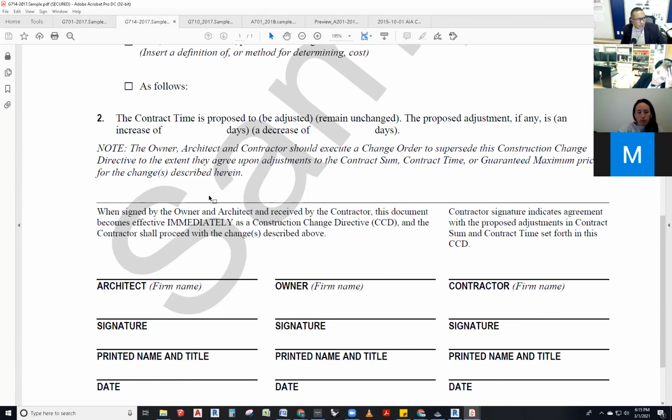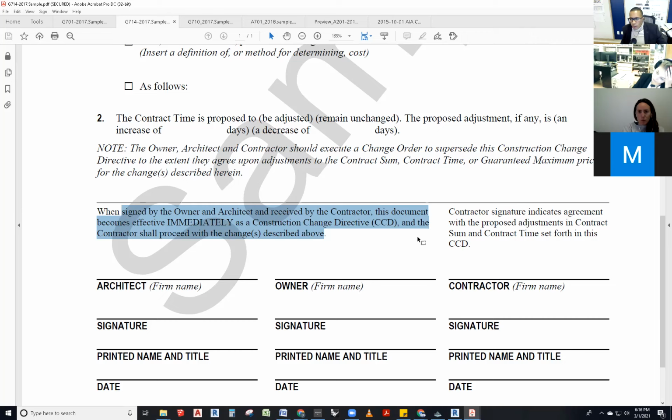But this one, when signed by the owner and architect and received by the contractor, becomes effective immediately as a construction change directive, and the contractor shall proceed with the changes described above.